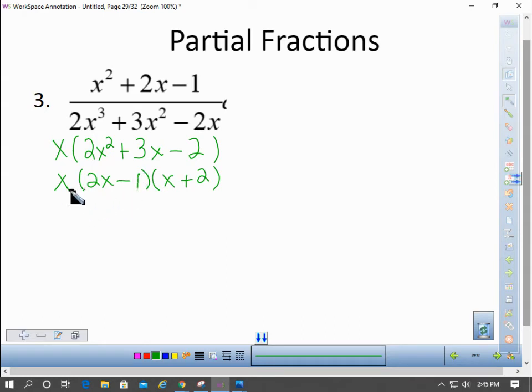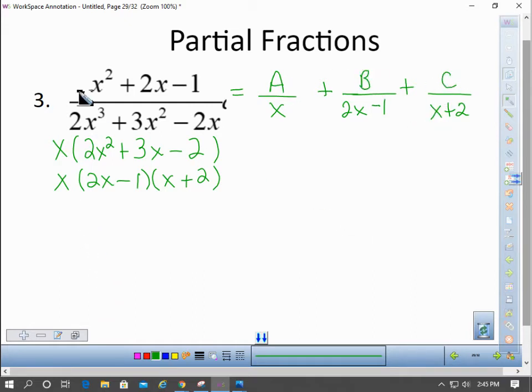Now notice we've got 3 parts. So that means this breaks into 3 partial fractions. One of them is going to have a denominator of x. Another one is going to have a denominator of 2x minus 1. Another one's going to have a denominator of x plus 2. All right? And then we're going to have an A, a B, and a C.